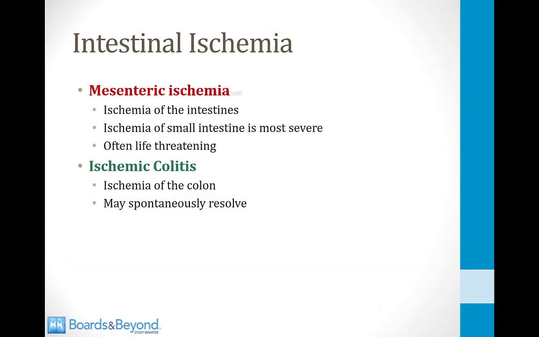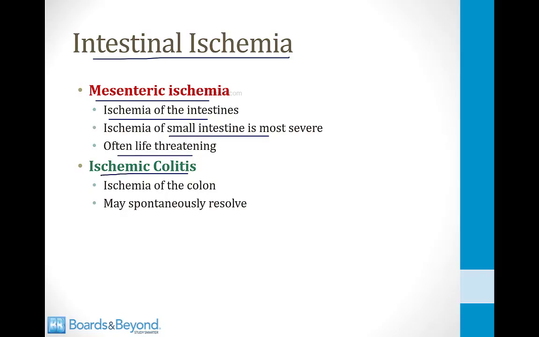Now that we've finished talking about the blood supply to the colon, I want to finish this module by talking about intestinal ischemia, and the first thing I want to do is define a couple of terms. The first term is mesenteric ischemia, which means ischemia of the intestines. And the most severe form of mesenteric ischemia is that which involves the small bowels. This is a life-threatening condition and carries a very high mortality rate.